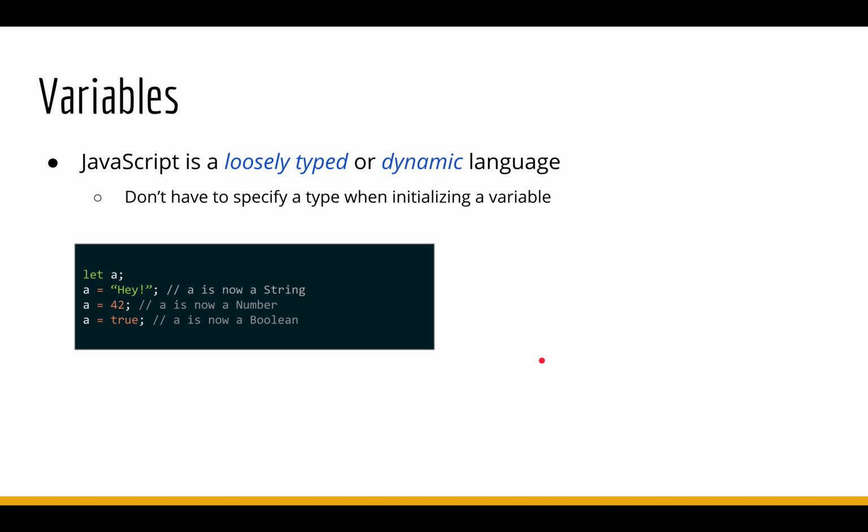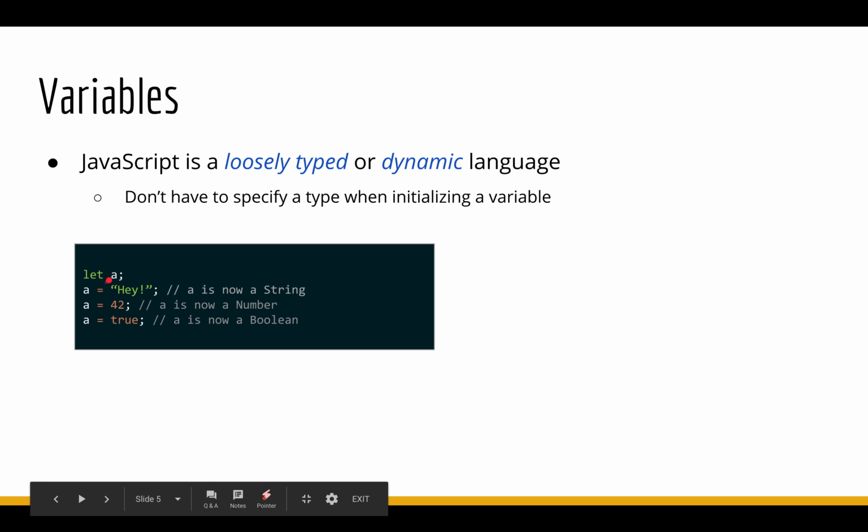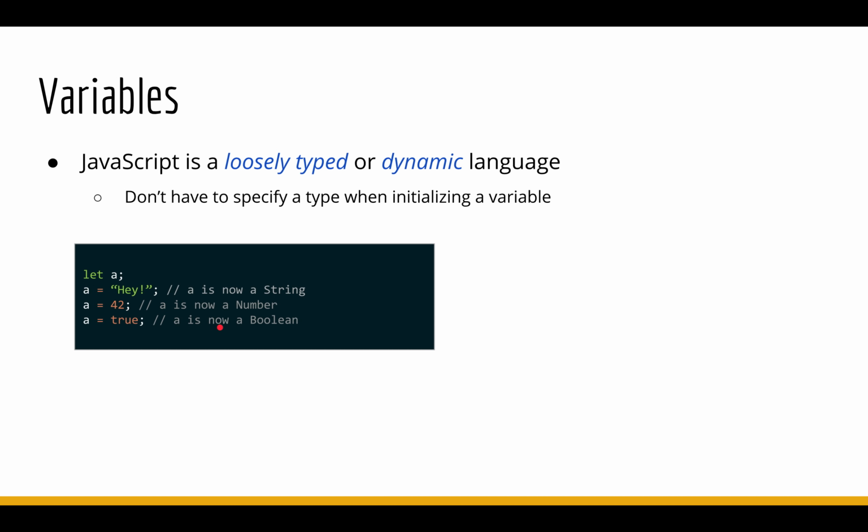Variables: an important thing to realize, JavaScript is similar to Python in that it's loosely typed, or a dynamic language, meaning that you don't specify a type when initializing a variable. So in Java you say, String myString equals Andre. Here we can just say let myString equals Andre. Here we have a couple examples. We have this variable a, and we've set it to first be a string, and now a number, and now a boolean. And JavaScript doesn't care.